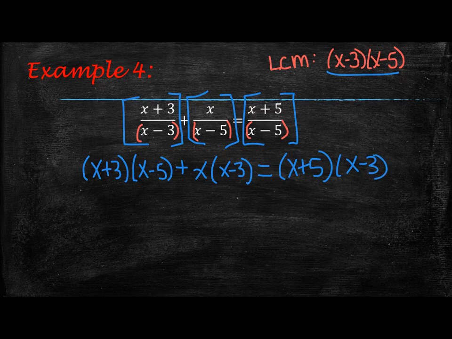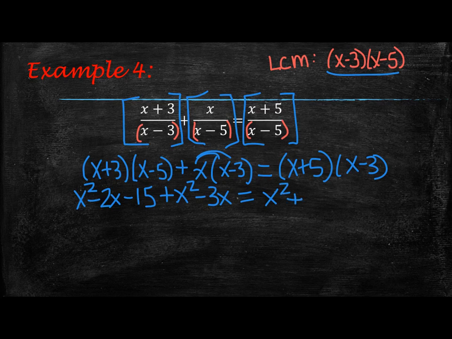So now let's go ahead and multiply all that out. x plus 3 times x minus 5 gives you x squared minus 2x minus 15. I kind of combined a couple of steps there, so if you need to work it out a little longer, you can. When I distribute this, that's going to give plus x squared minus 3x, equals, when I multiply this, x squared plus 2x minus 15.